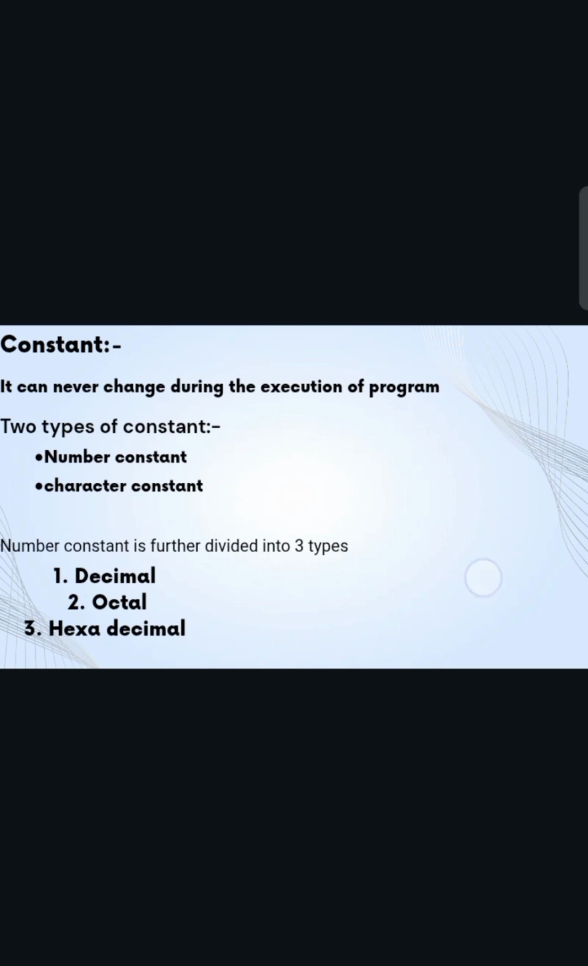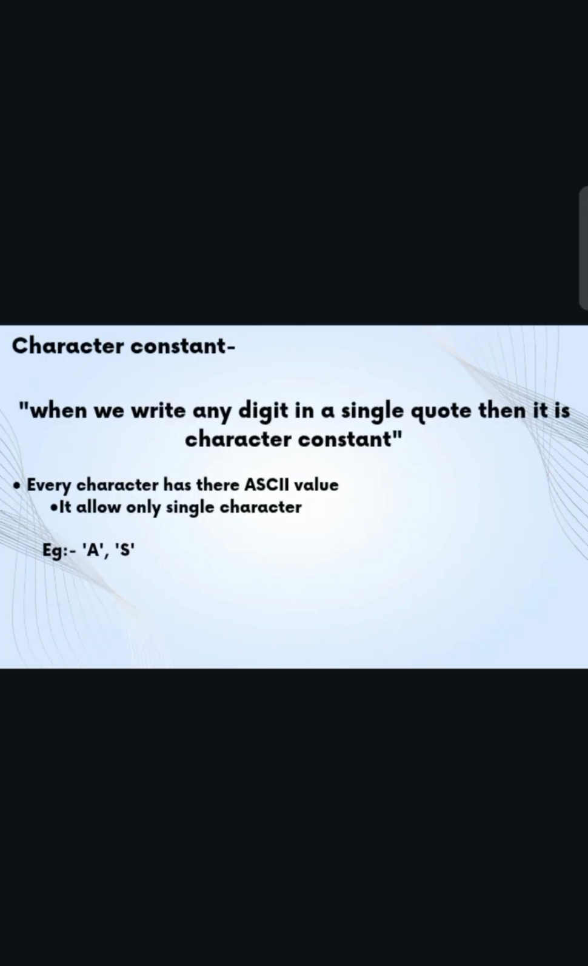The next one is character constant. When we write any character in a single quote, it is called a character constant. Every character has an ASCII value. A to Z has ASCII values 65 to 90, small a to z has 97 to 122, and the digits 0 to 9 have ASCII values 48 to 57. These are fixed values, and the examples are given.